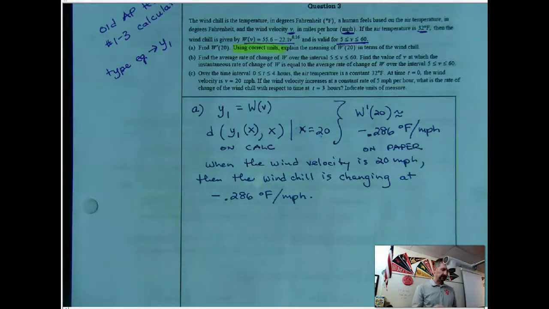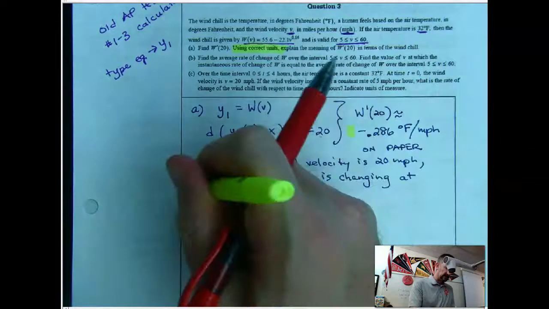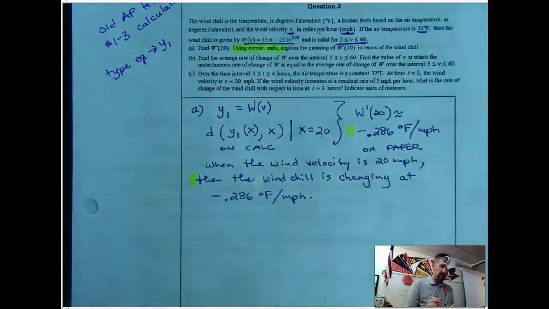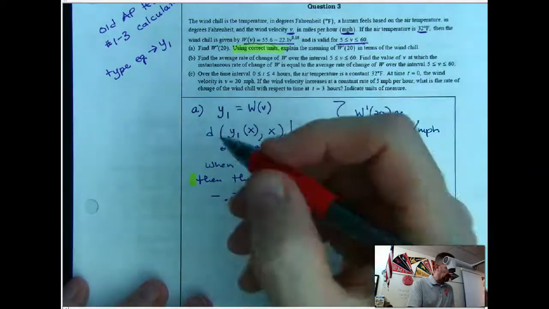All right. So just to break it down for you, that decimal right there would be worth a point. And this explanation would be worth a point. Free response questions are usually worth 9 points.